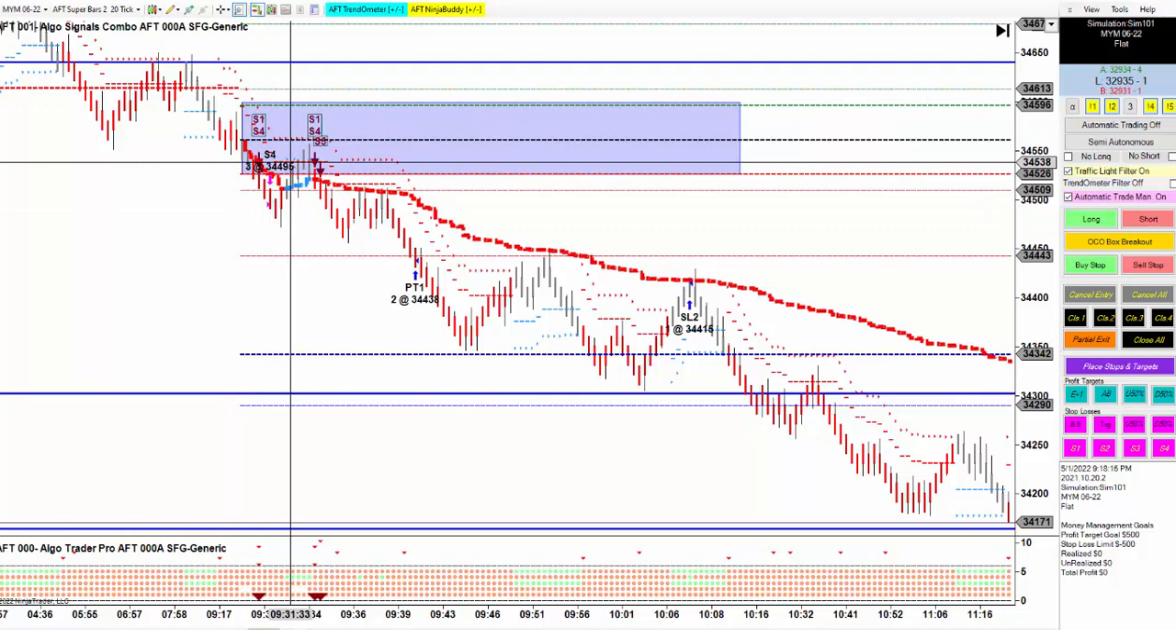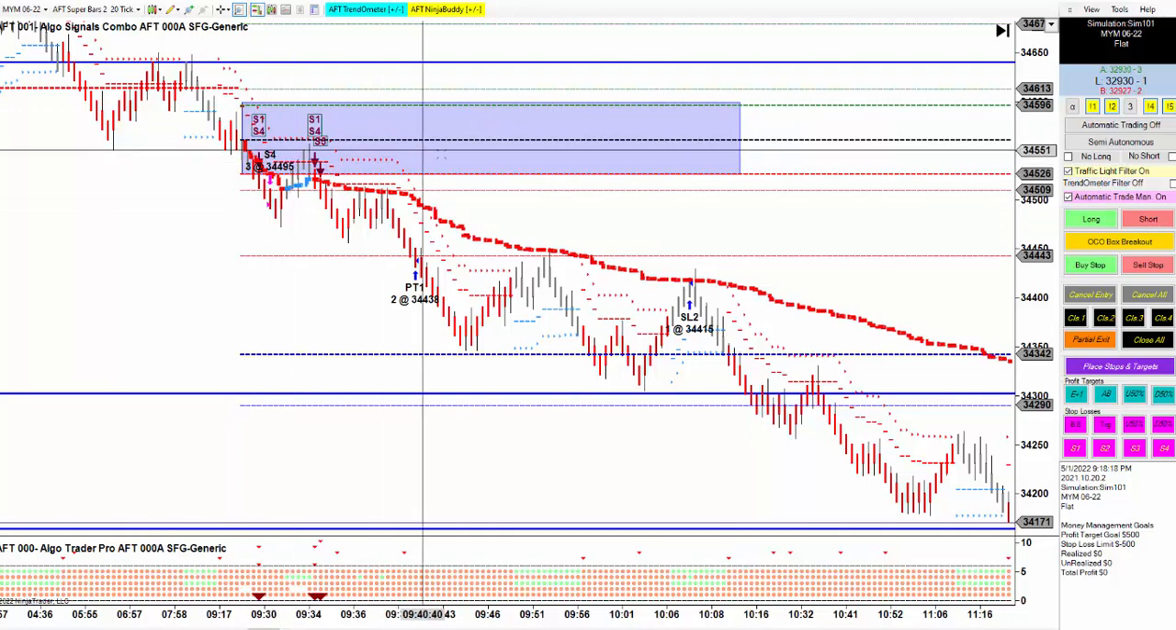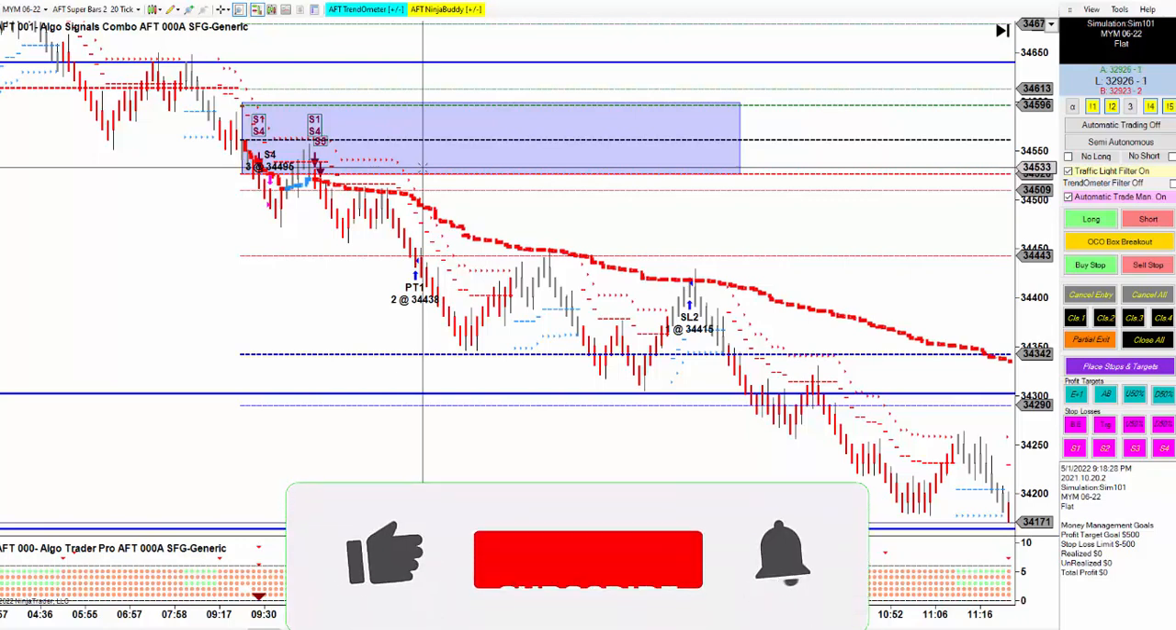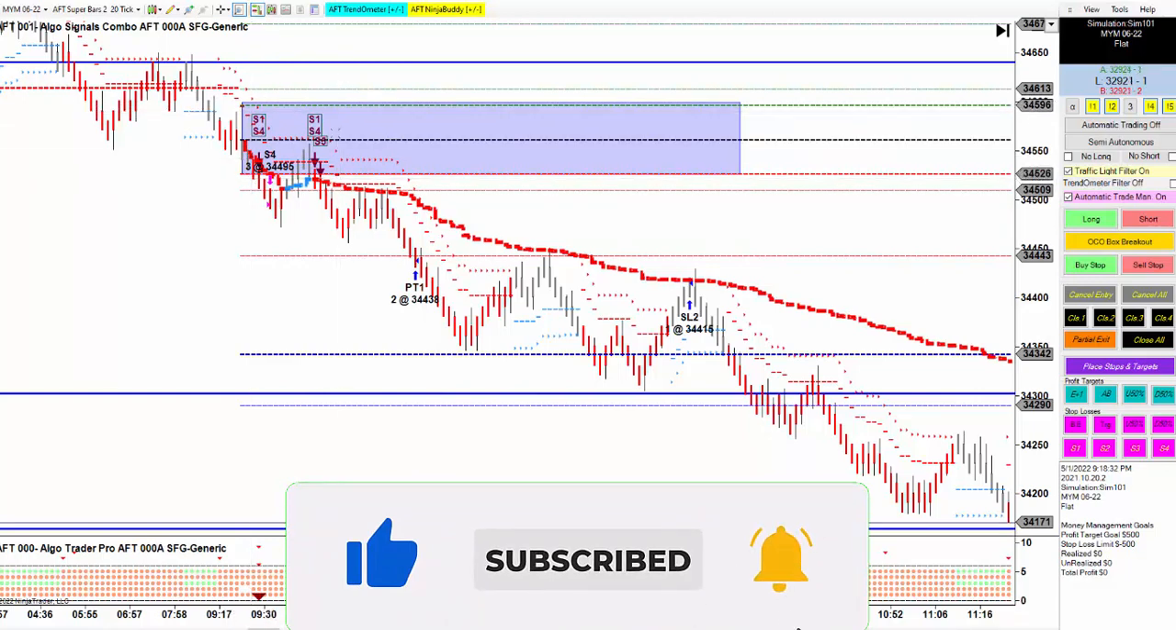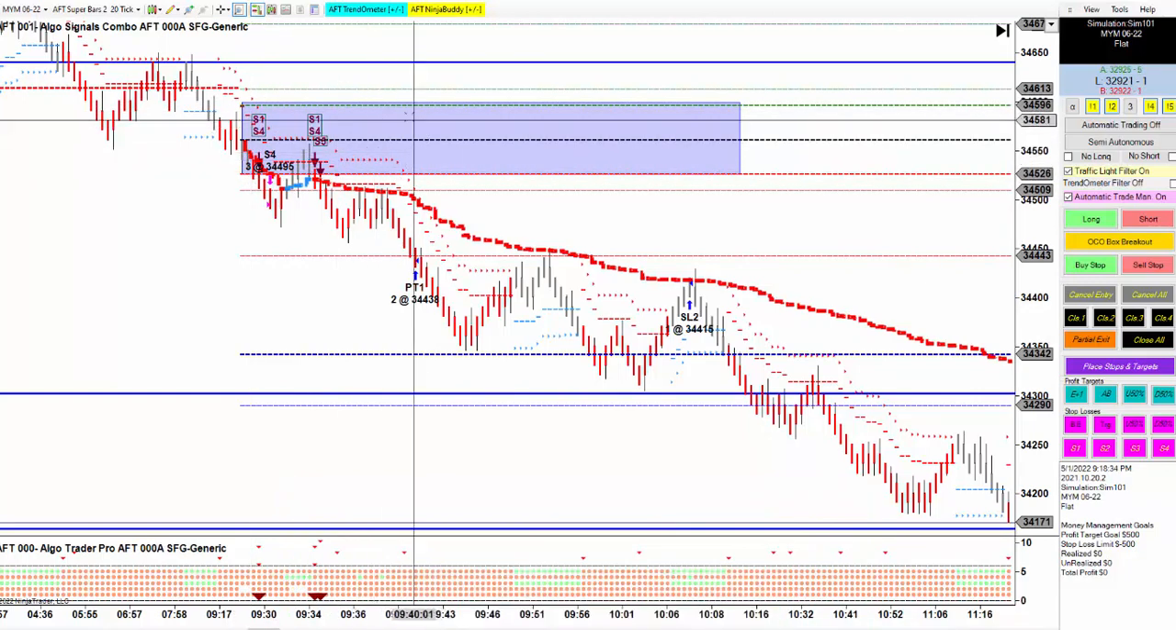Again, this is a template that is built into the software. So when you download the software, you can load this template. It's all set up and ready to go to trade 3 micros. And it's just looking for the market to break out of this blue shaded area as a no trade zone.